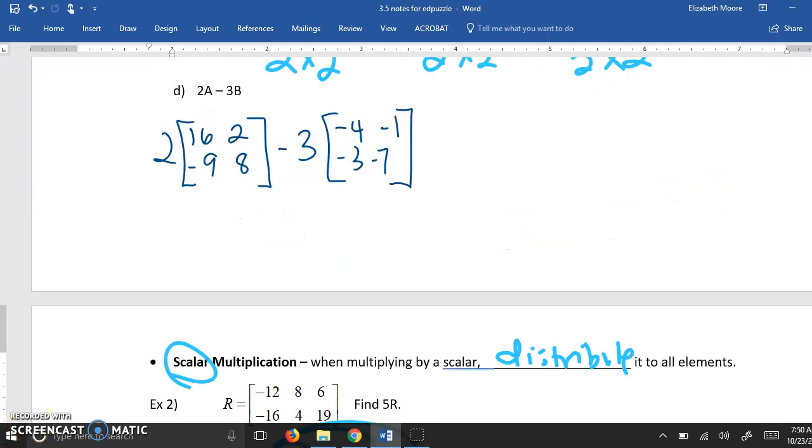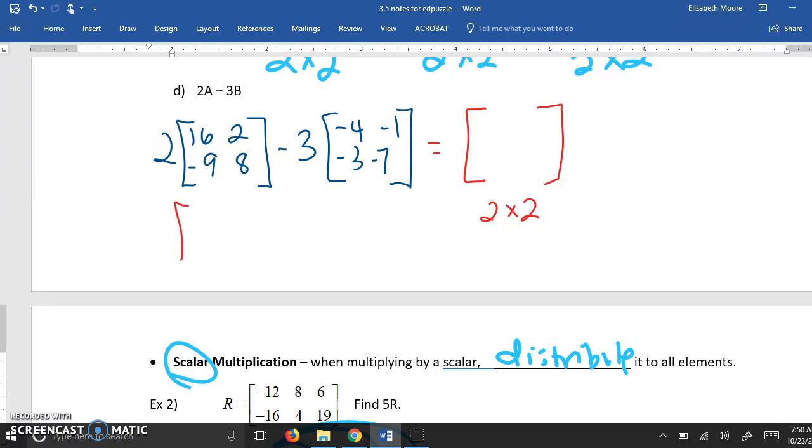So now taking a look at example D, we have 2A minus 3B. So we're going to use our order of operations, and we will multiply by the 2 and the 3 first before we do the subtraction. Because scalar multiplication does not change the size of a matrix, our answer is still going to be a 2 by 2 matrix. It's always good to know what the size of your answer matrix is going to be before you start a problem, especially when we get into multiplying.